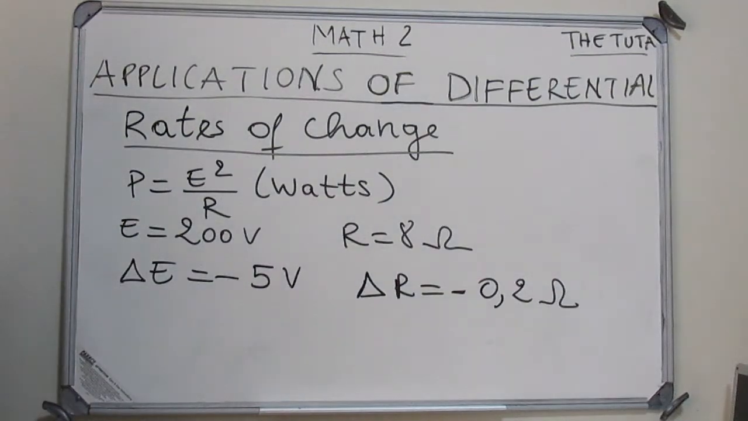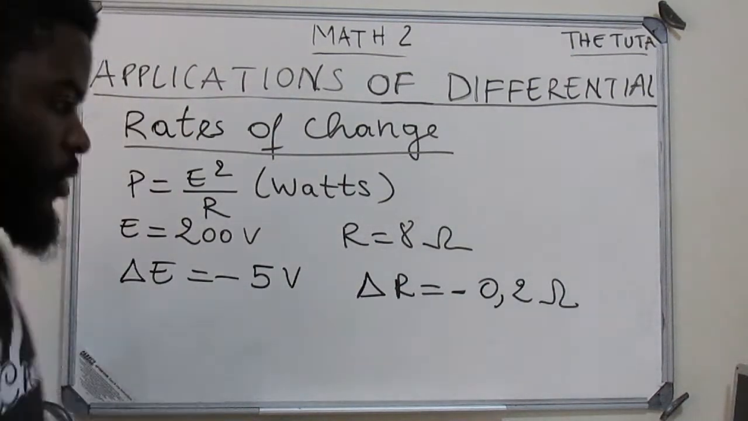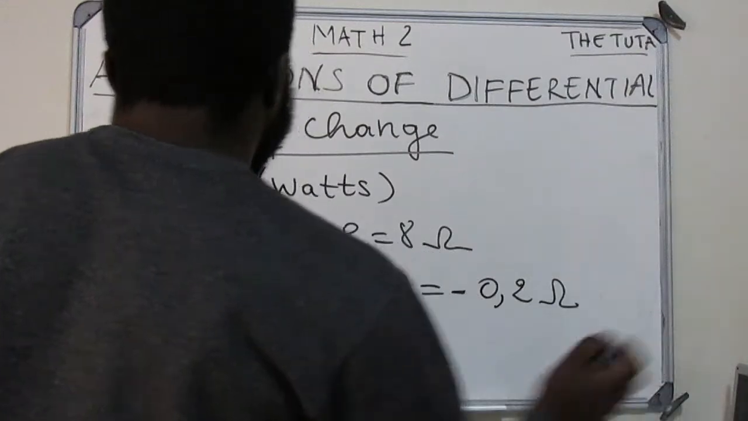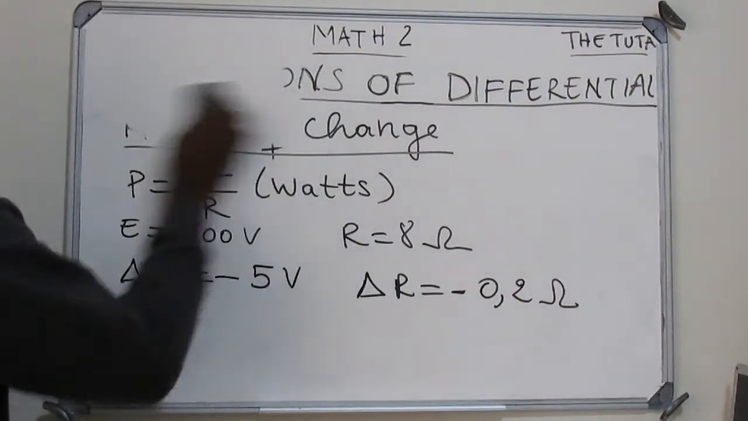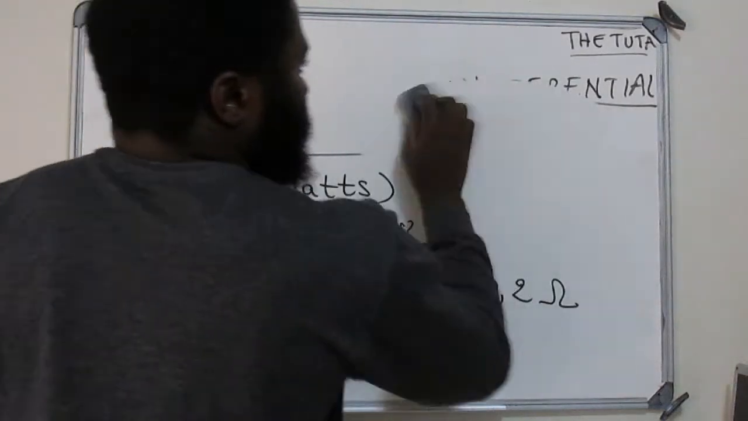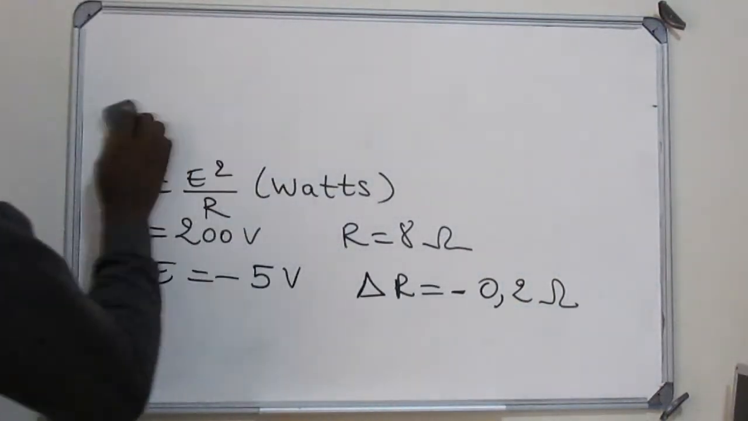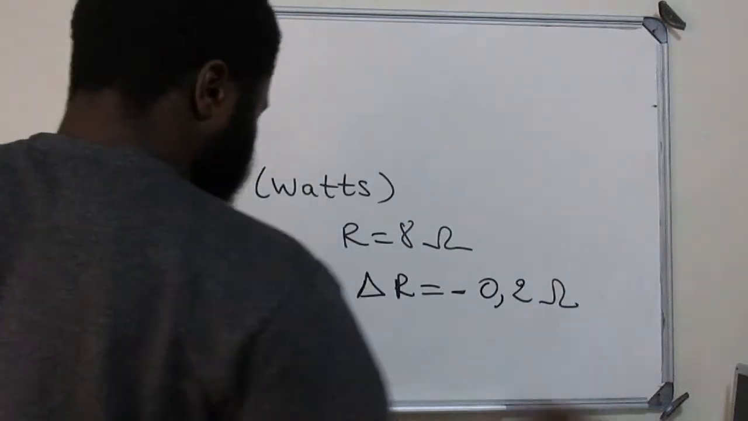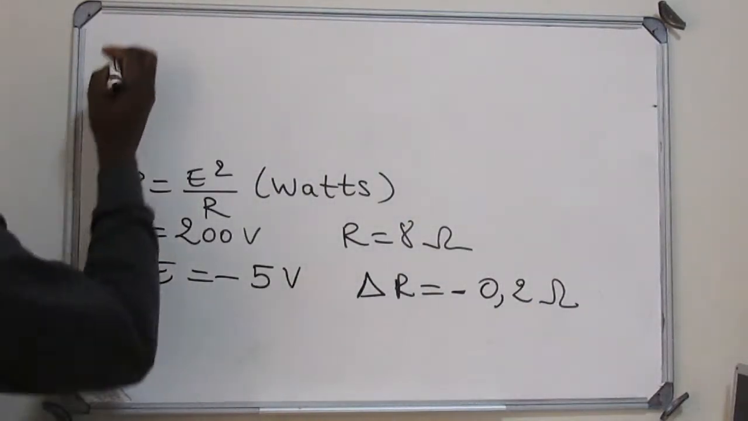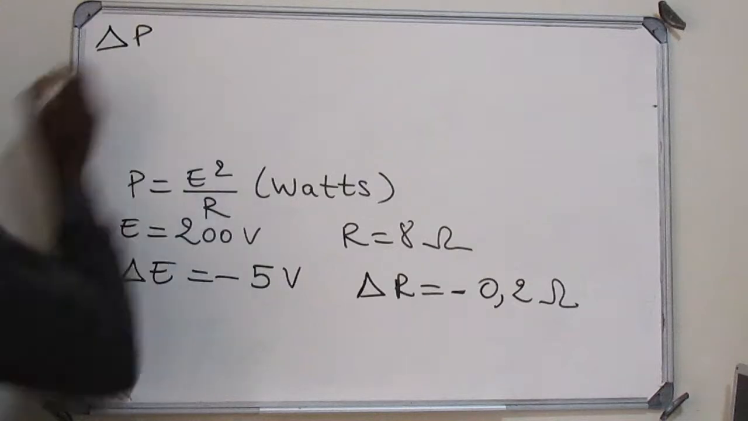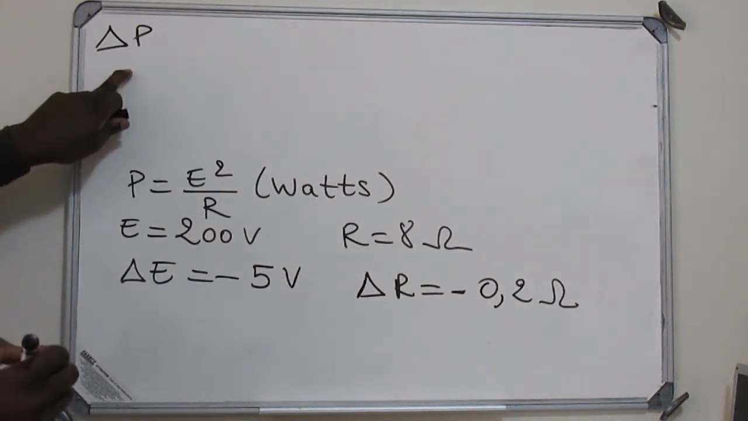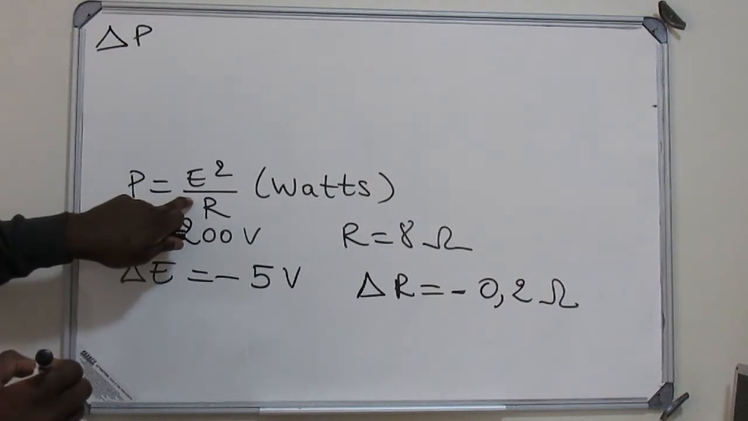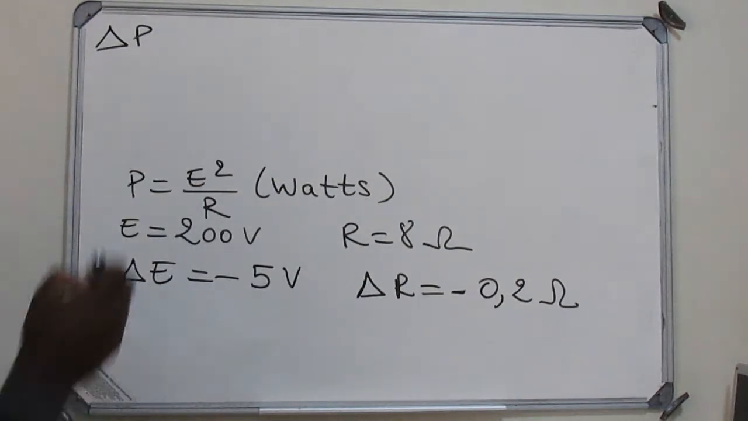So we're going to differentiate partially again here. Let me erase here quickly, I don't have enough space here. So we need to differentiate partially. We're looking for the rate of change of P. This is how we write it, the rate of change in P, dP. Now we're going to start with the derivative with respect to E.